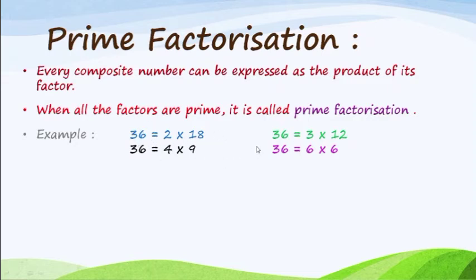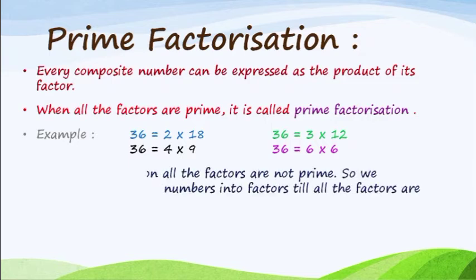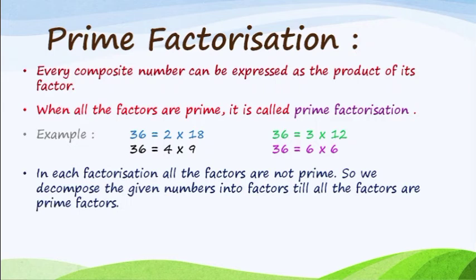Now how will we know how to write the prime factorization? We will expand on the same thing. In the above factorizations, you will see all the factors are not prime, so they are not prime factorizations. From all four given representations, none is a prime factorization.